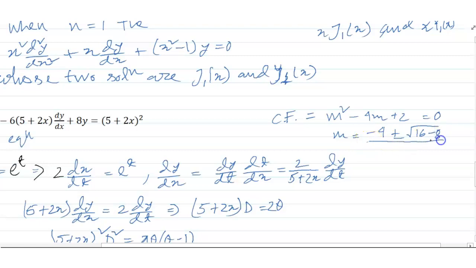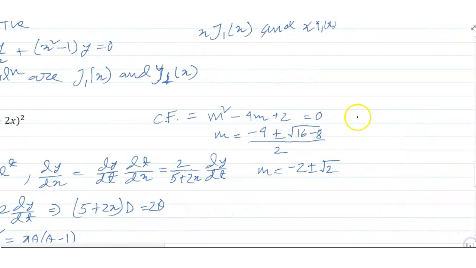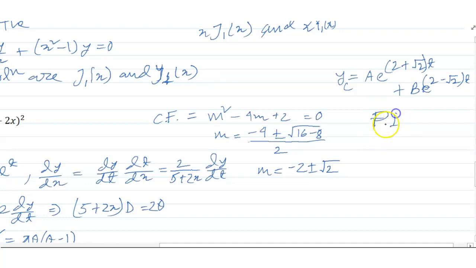Minus 8 divided by 2, and m can be written 2 plus minus root 2. So m can be written as 2 plus minus root 2, and CF is y_c is equal to A into e to the power (2 plus root 2)t plus B into e to the power (2 minus root 2)t, and plus PI. Now I have to find out PI.